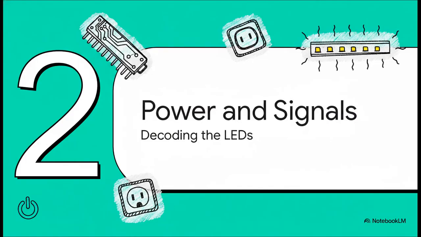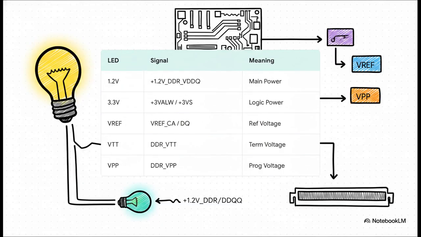Okay, moving right along to section 2, decoding power and signals. Now it's time to actually learn the language of this card. What's really interesting about this slide is how the map breaks down the power foundation. Listen, before we ever care about data, we absolutely have to care about power. If your 1.2 volt LED is off, you're missing your DDR4 main power. That's the +1.2V VDDR VDQ signal. Stop right there. Literally nothing else matters until you fix that.